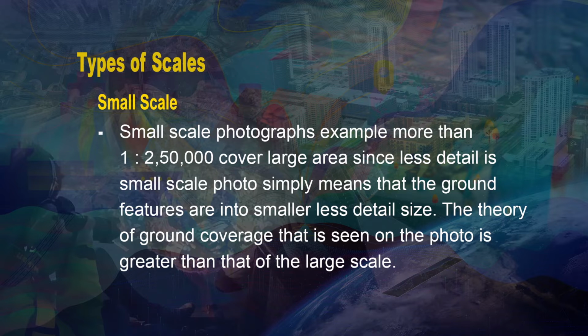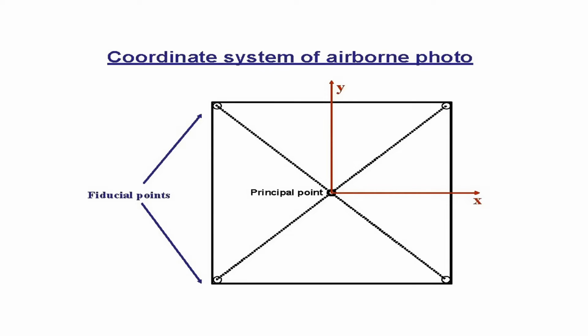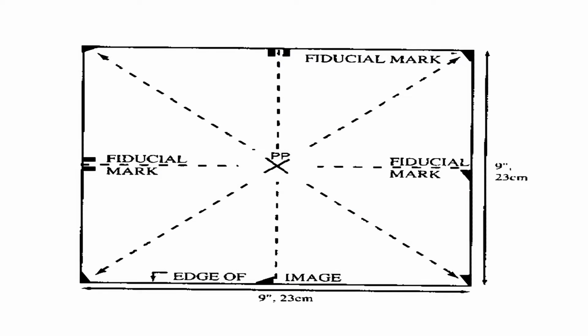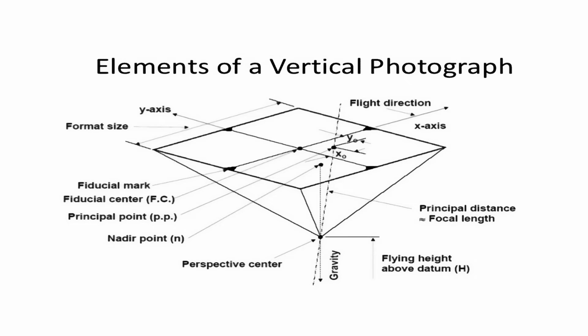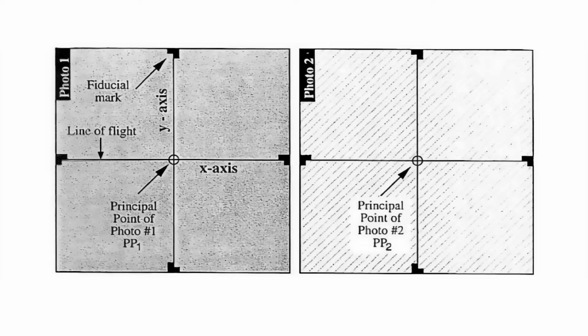Fiducial marks. Small registration marks exposed on the edges of the photographs. The distances between the fiducial marks are precisely measured when the camera is calibrated, and this information is used by the photogrammetrists when compiling a topographic map.